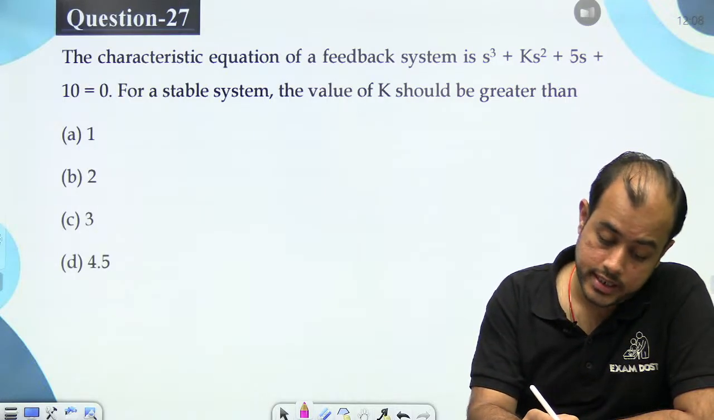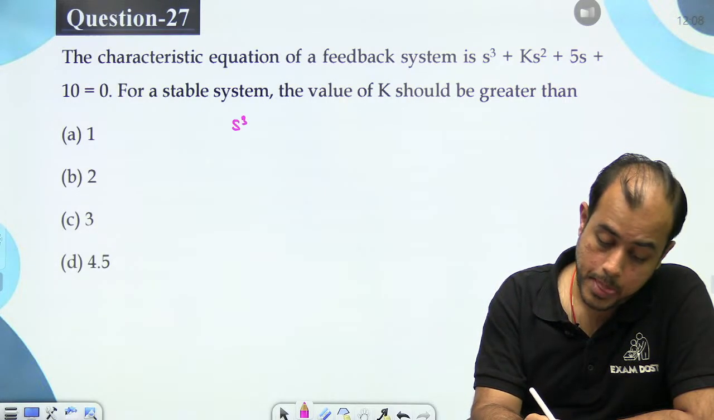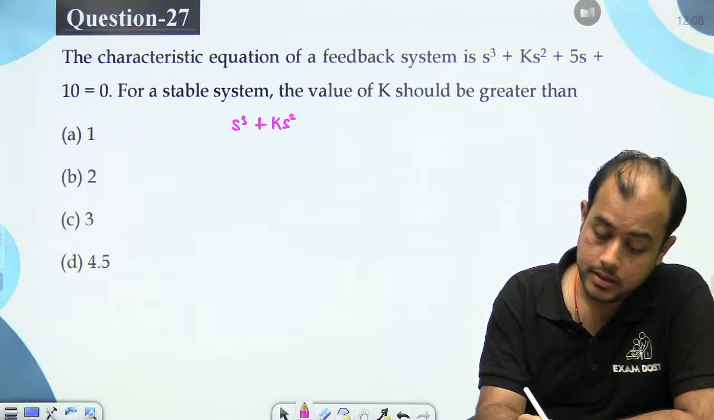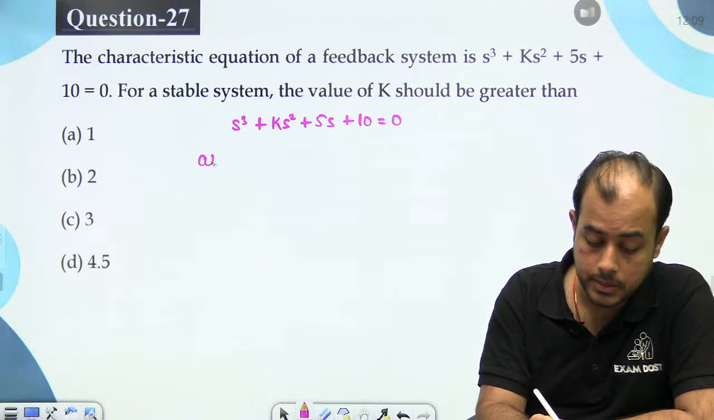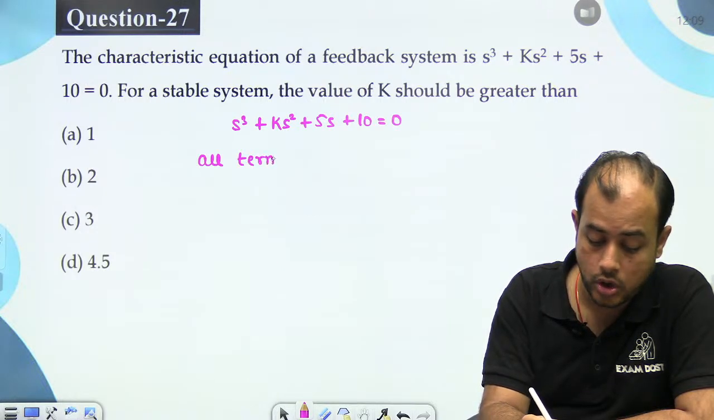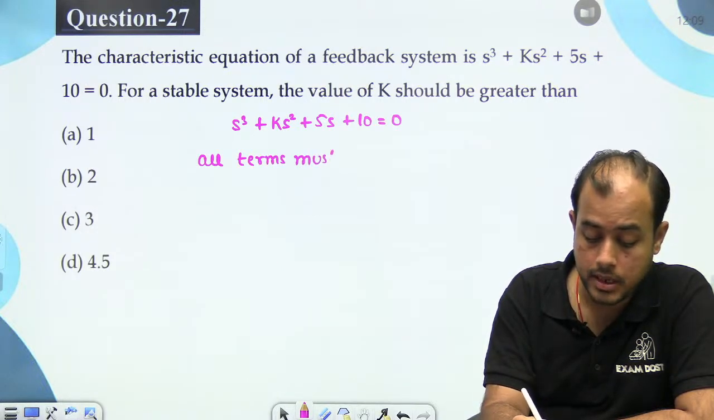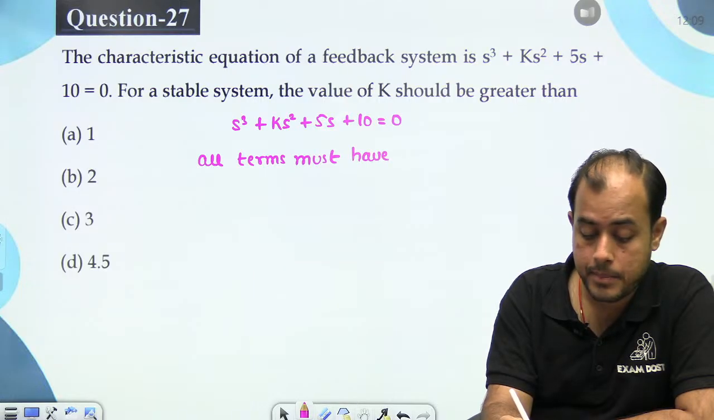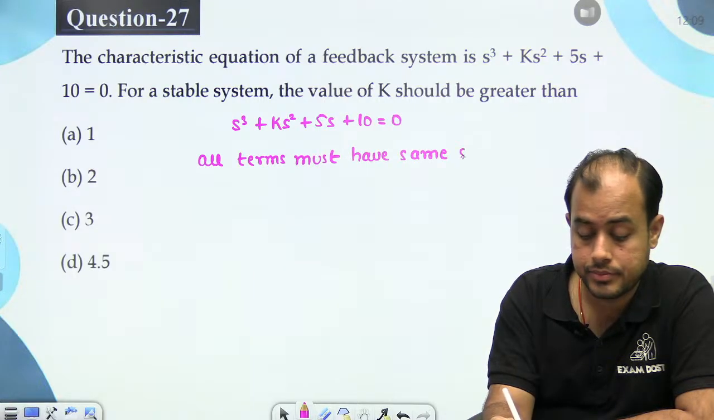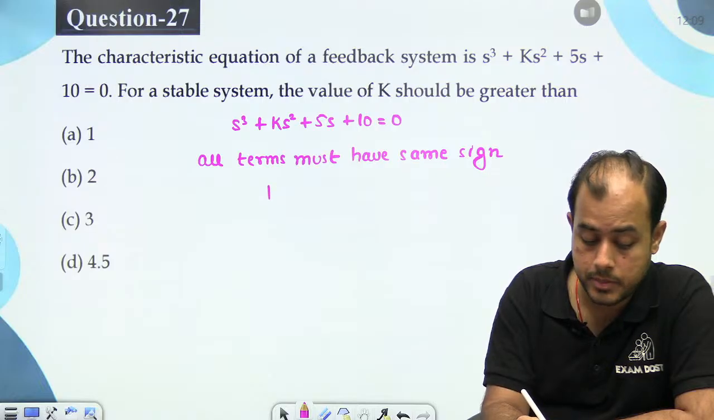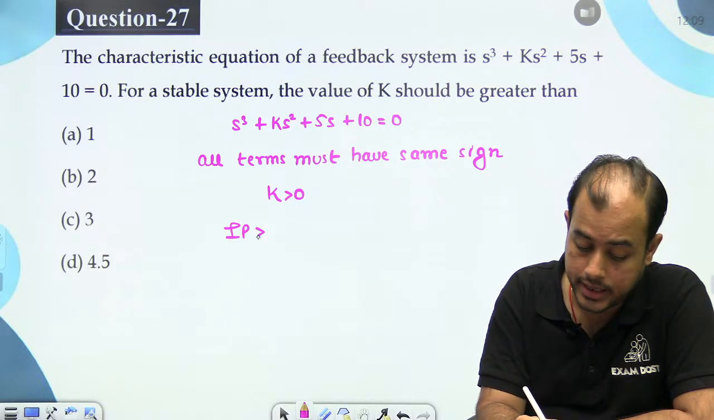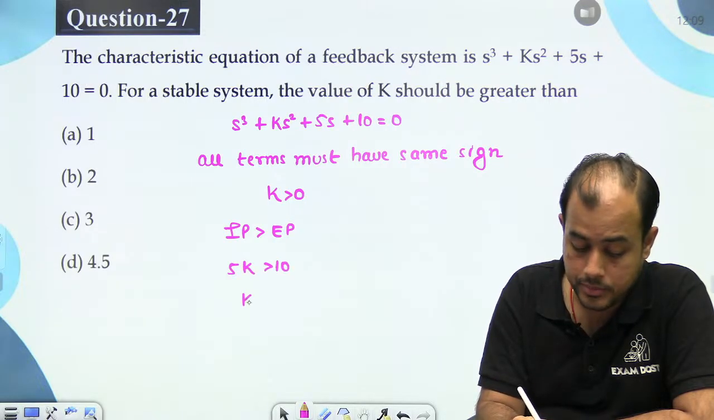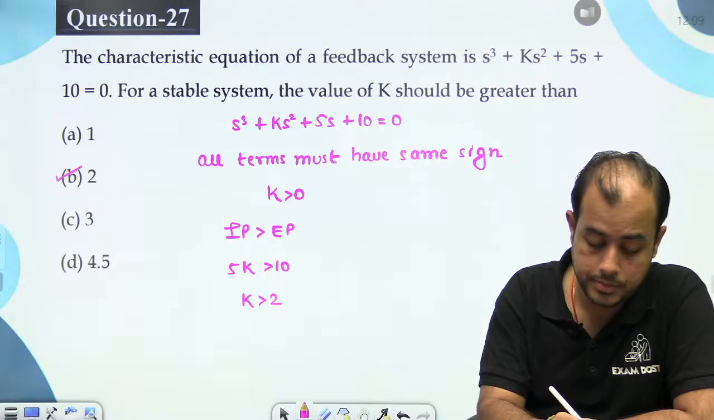Characteristic equation is given; for the system to be stable, ESE 2015 it is, all terms must have the same sign. So K must be positive and internal product greater than external product. 5K greater than 10, K greater than 2. B.